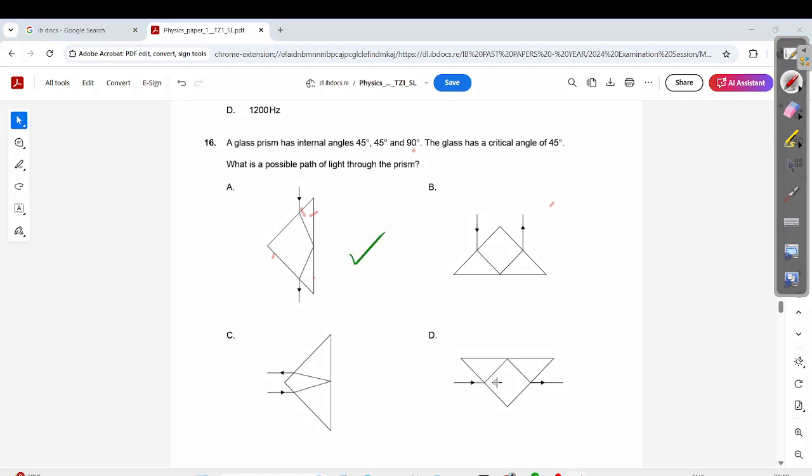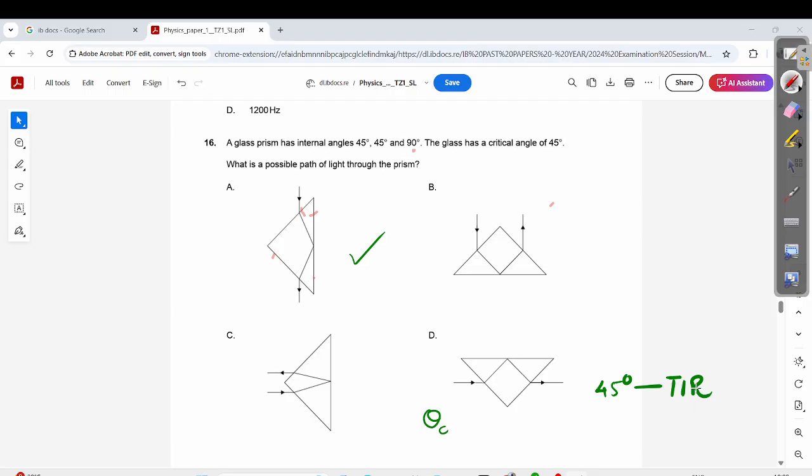It is because the critical angle is denoted as theta c. It means that light incident at 45 degree to the normal will refract along the boundary. If light hits the boundary at an angle greater than 45 degree, it will undergo total internal reflection, right? So remember, if light hits a boundary at an angle greater than 45 degree, it goes to TIR, total internal reflection. So what happens?